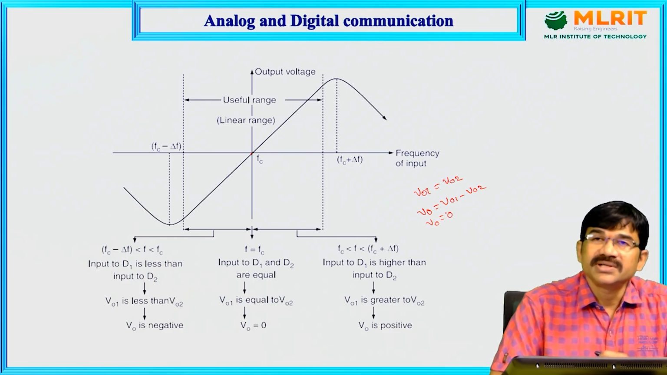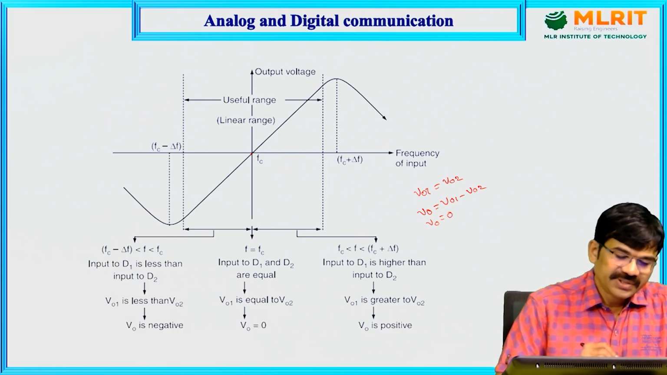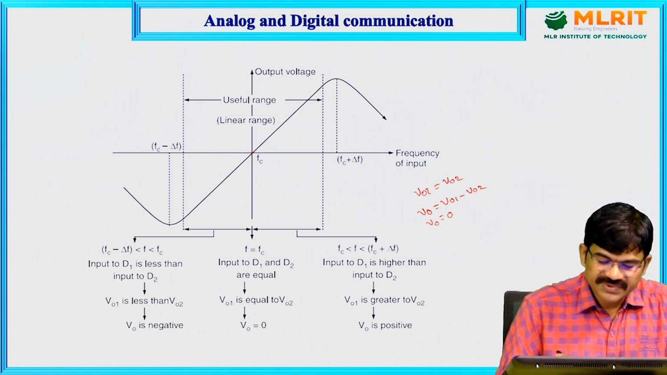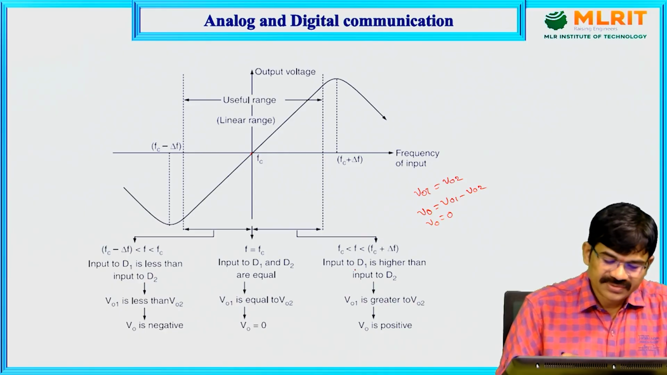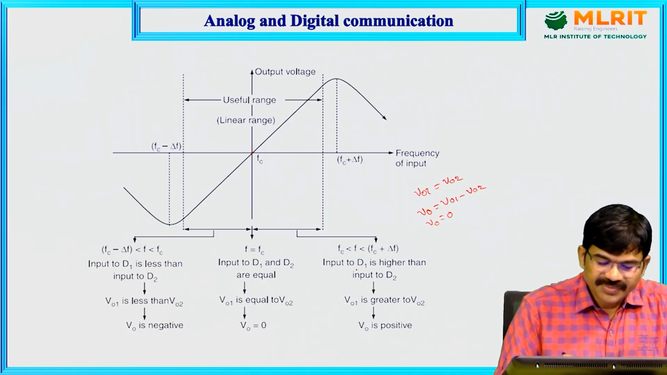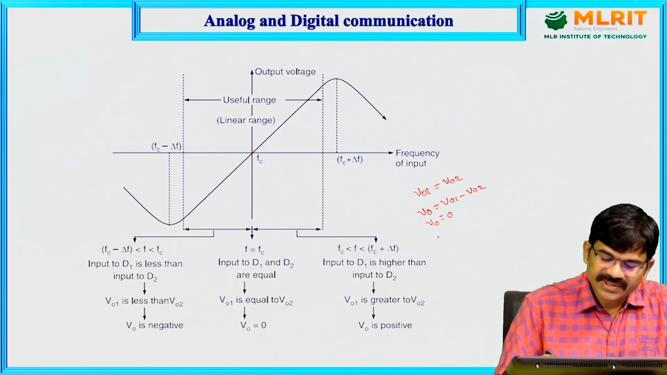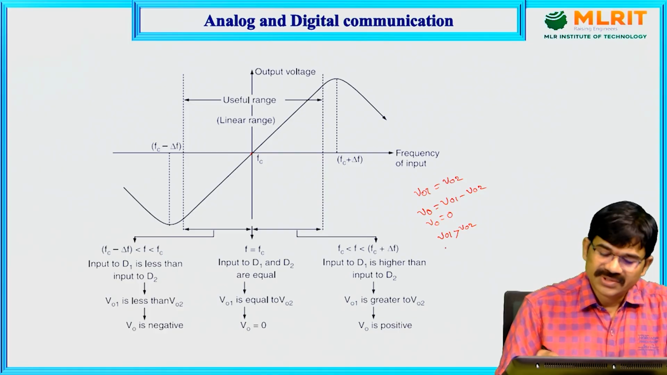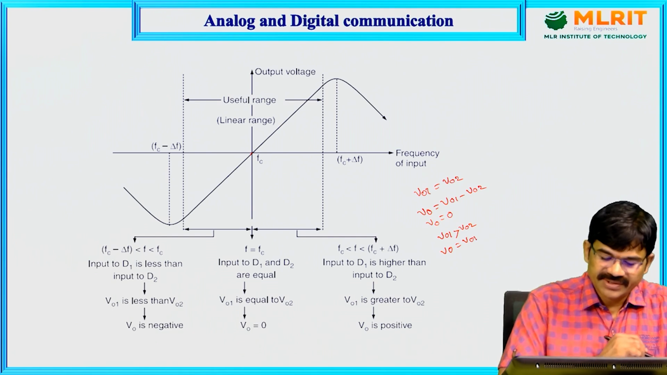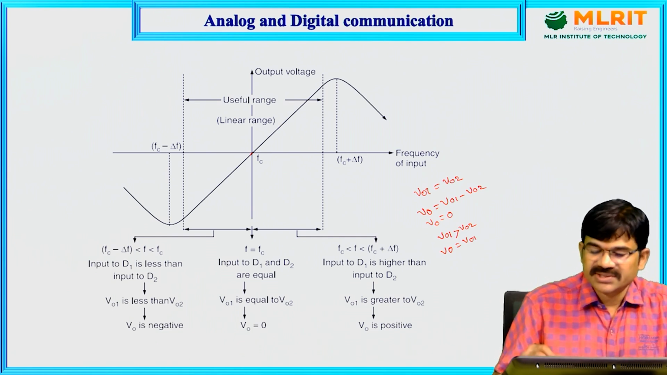If it is tuned to the FC, V0 is equal to 0. Next, if it is tuned to the FC plus del F, the upper tuned circuit, the input to D1 is higher. So V01 is greater than V02. V0 is nothing but V01 only, and that is a positive value.